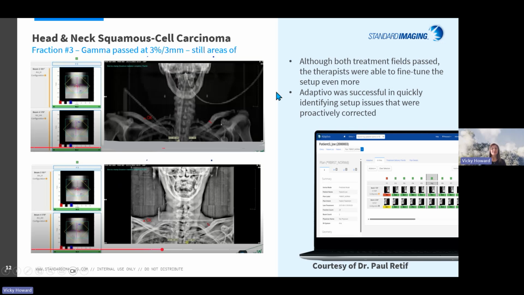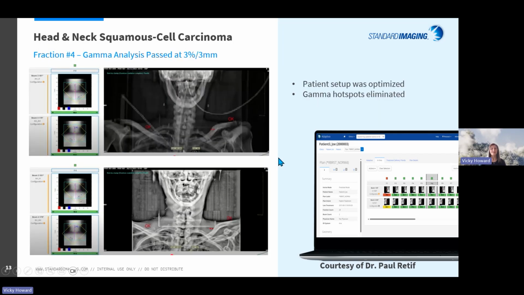However, although the treatment fields passed, the therapists and physicists did still see a small deviation or gamma disagreement within the setup. So they really wanted to work to fine-tune this setup even more. So on the fourth fraction, they were able to truly optimize the patient's setup. The gamma analysis passed at 3%, 3 millimeters. And as you can see here, all the hot spots were eliminated.